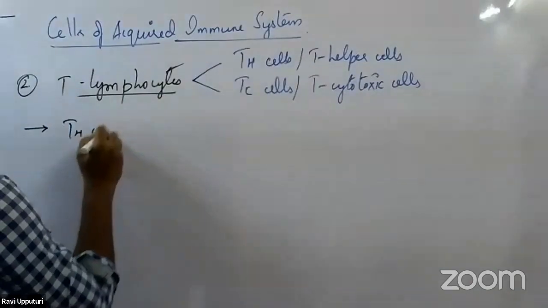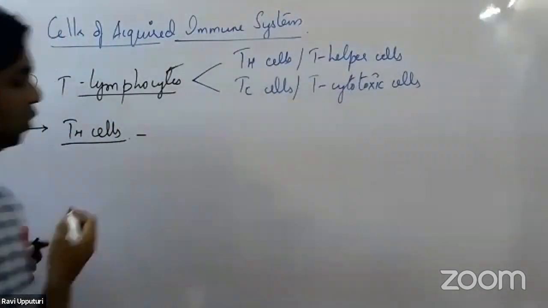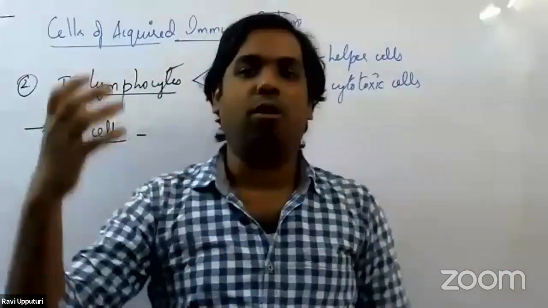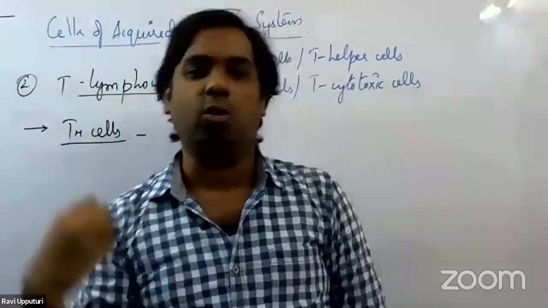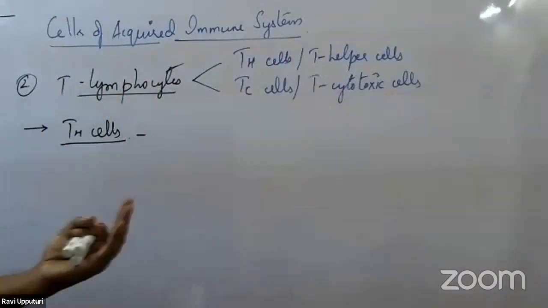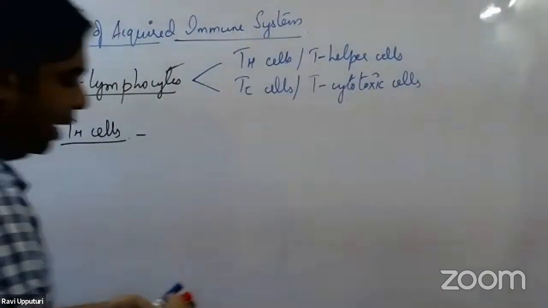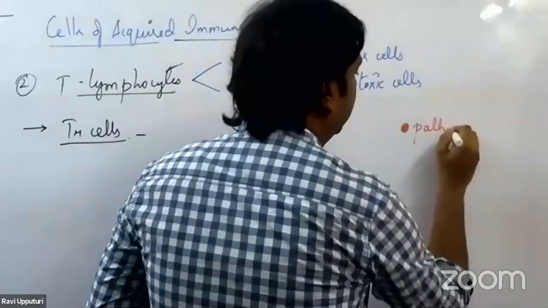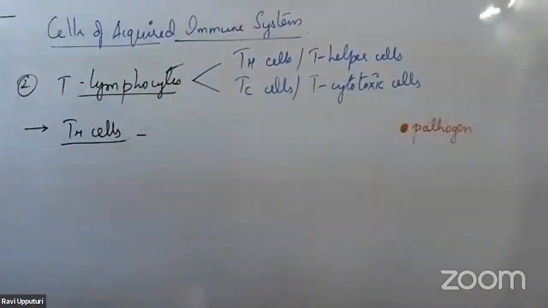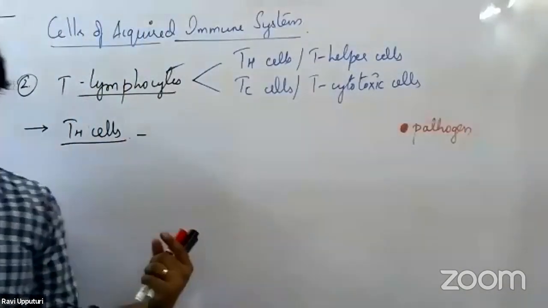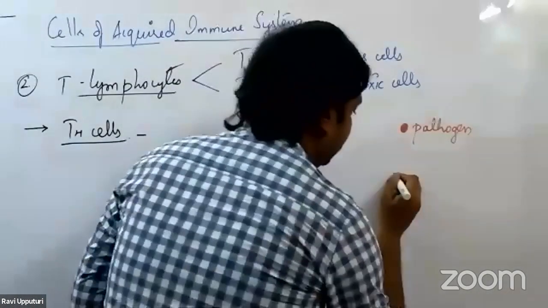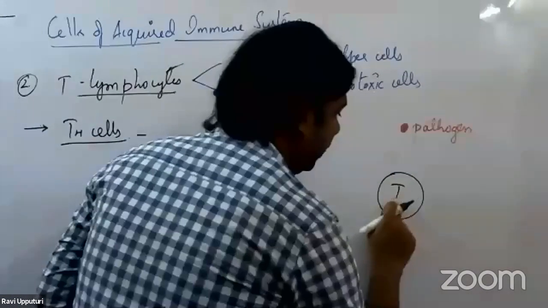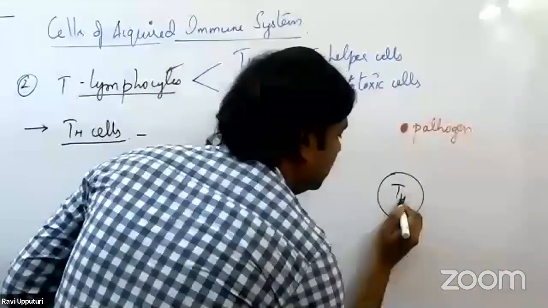So talking about TH cells, what do these TH cells do in our body? Again, let us take up the same scenario. There is the entry of a microorganism, or say any pathogen, into our body. So say the same pathogen here. This is the pathogen that has entered into the body. Once it enters, we have a specific cell here called the T helper cells. So we have the TH cells present.